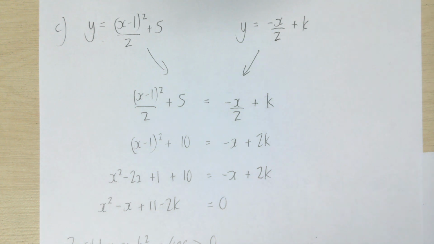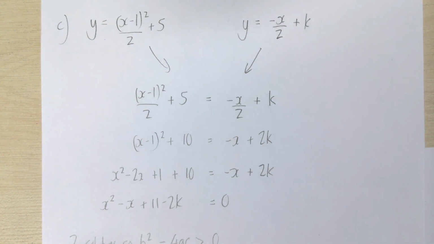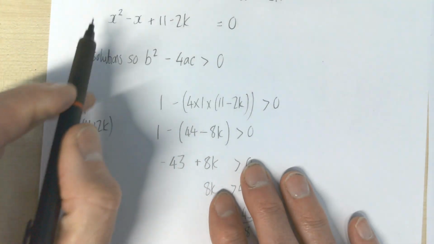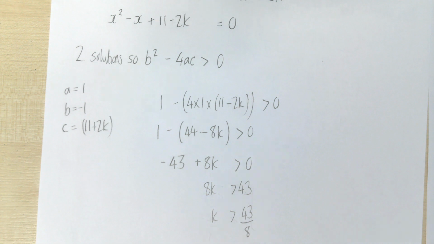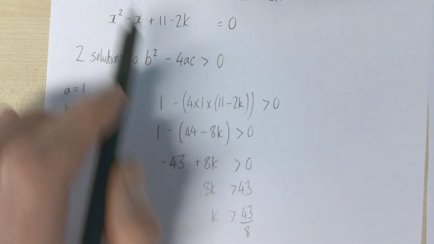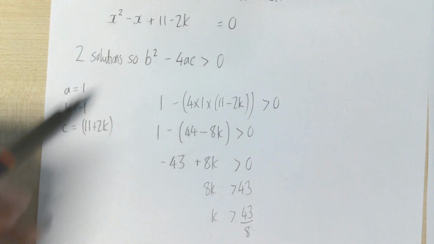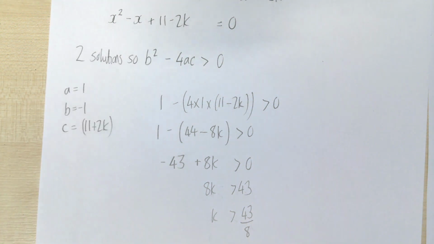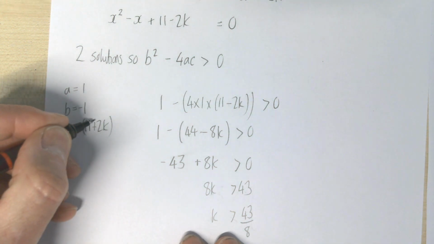But actually I'm not going to solve that quadratic equation. All I need to do is work out what value of k gives this equation 2 solutions. So this is a discriminant problem. So I know that with this quadratic there will be 2 solutions if b squared minus 4ac is positive. And in this equation a is 1, b is -1, and c, the things that aren't x, is minus 2k.